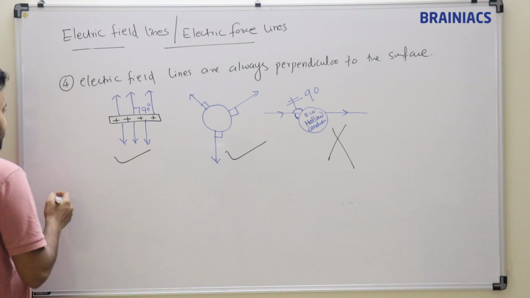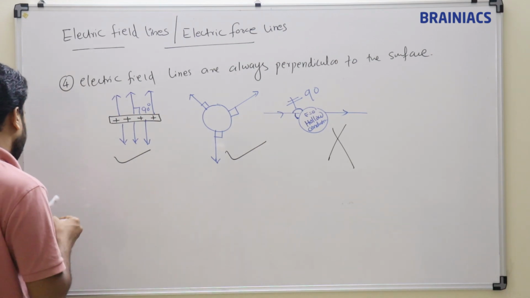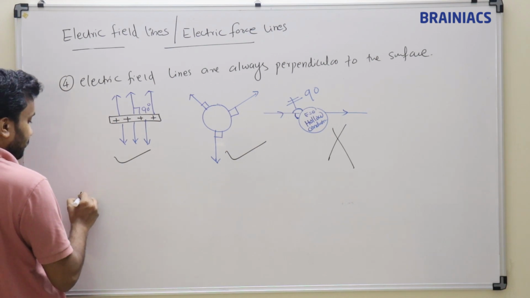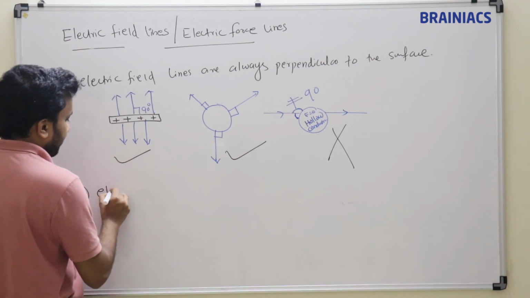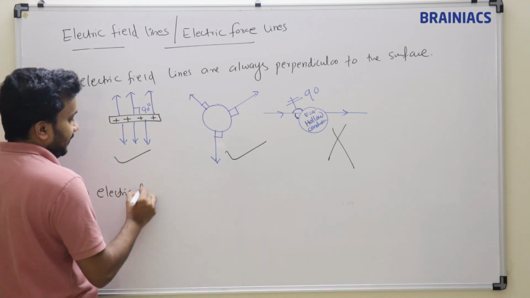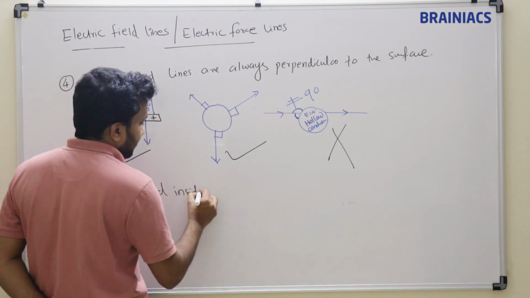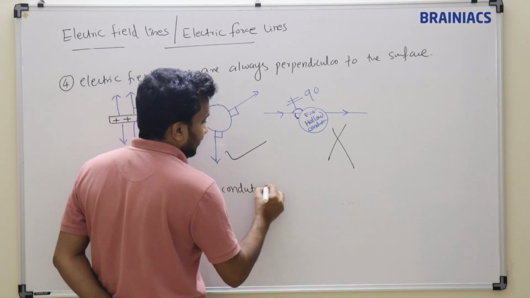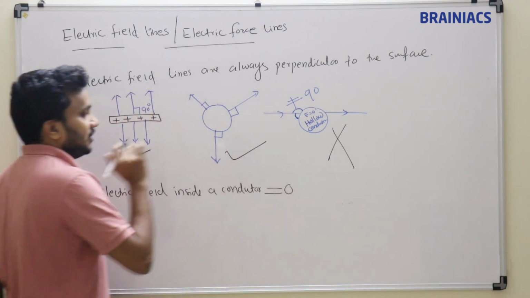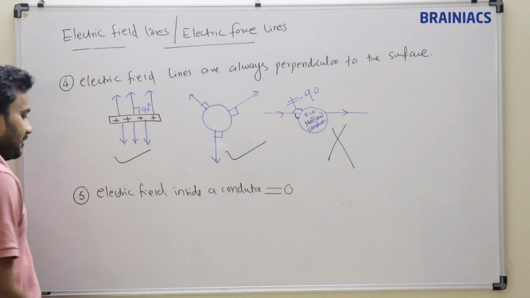And the fourth point we discussed: electric field lines should always be perpendicular to the surface. And we are going to discuss the fifth point. Fifth point: the electric field inside a conductor is equal to 0. This is also quite important. Electric field inside a conductor is equal to 0.